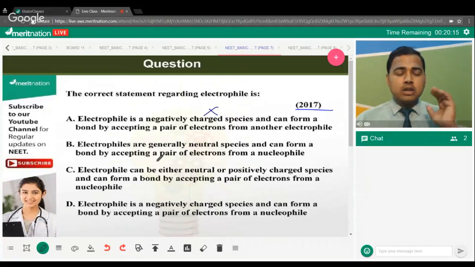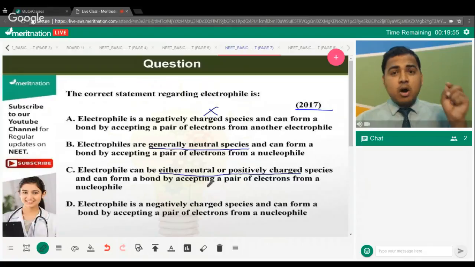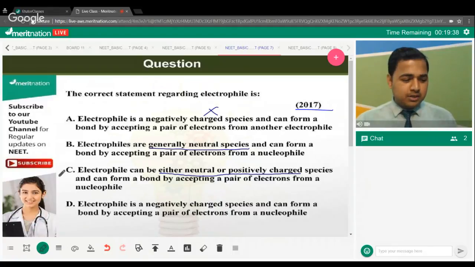Just go through all the options. Okay, just read the second option: Electrophiles can be either neutral or positively charged species. Only this is the difference between sentence B and sentence C. In B, electrophiles are generally neutral species. It is not talking about the positive species. But option C is talking about the positive species also. So there is a very minute difference. So I just want to tell you to go through all the options and then take the final answer. And can form a bond by accepting a pair of electrons. So definitely you got the idea. You are very smart people. So definitely option C will be the correct answer.